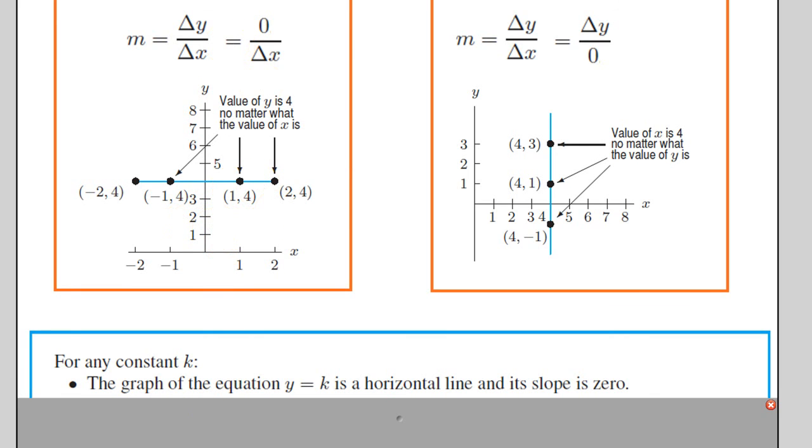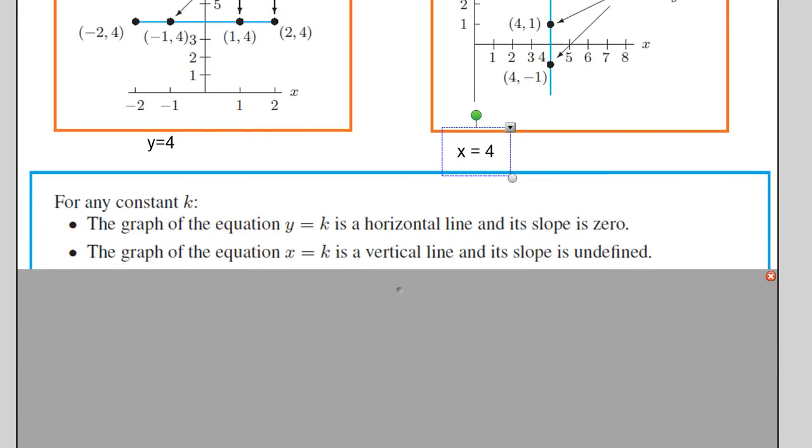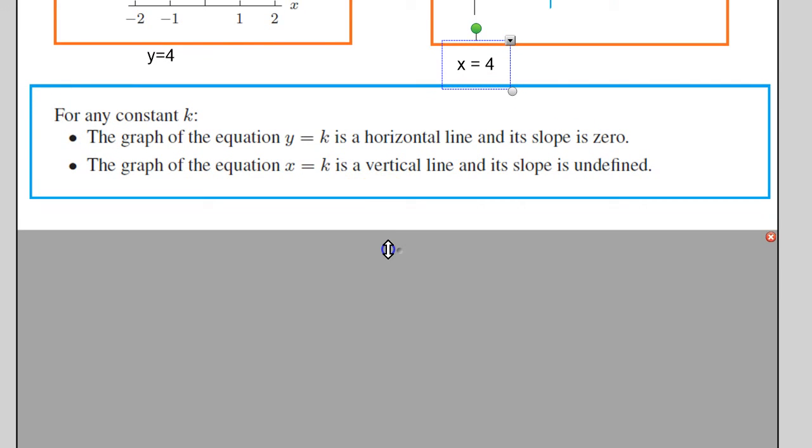Okay, and then over here, we have that no matter what the y values are, the x values are equal to the same value, which is also 4. So this vertical line has an equation of x is always going to be equal to 4. Okay, and that's when you have an undefined slope as well.